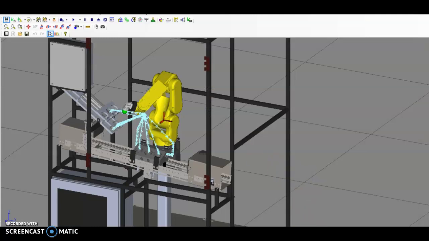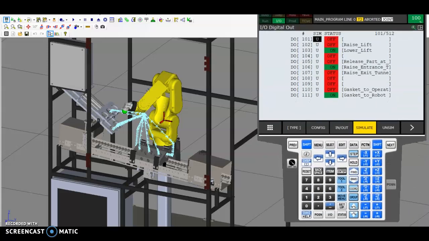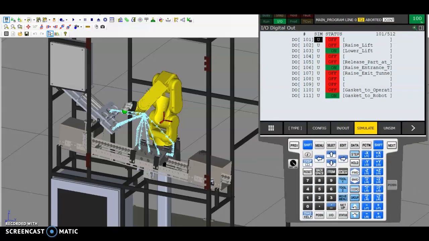So, this is the robotic cell which was provided to us, and here is the teach pendant. The teach pendant is displaying digital outputs. I'll start the simulation.